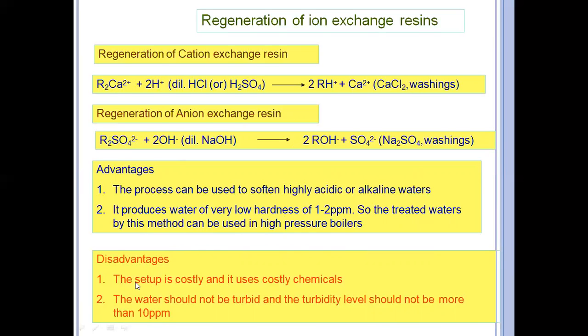The main disadvantage is that the setup cost is very high, and the chemicals are costly. Also, the water should not have turbidity; the turbidity level should not be more than 10 ppm. If the water is above 10 ppm, the ion exchange process will be affected, so the water should be less than 10 ppm. That 10 ppm water can be turned to 1 to 2 ppm.